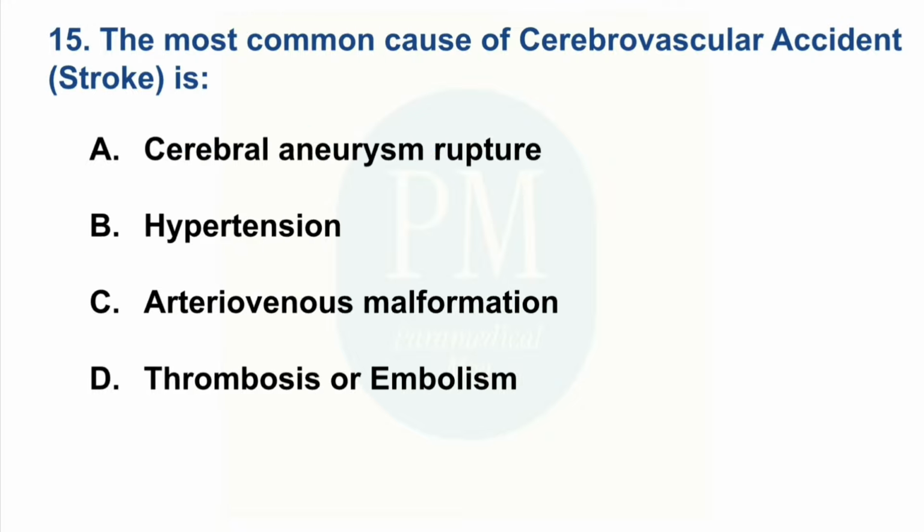The most common cause of cerebrovascular accident stroke is option A, cerebral aneurysm rupture, option B, hypertension, option C, arteriovenous malformation, option D, thrombosis or embolism. The correct option is option D, thrombosis or embolism.